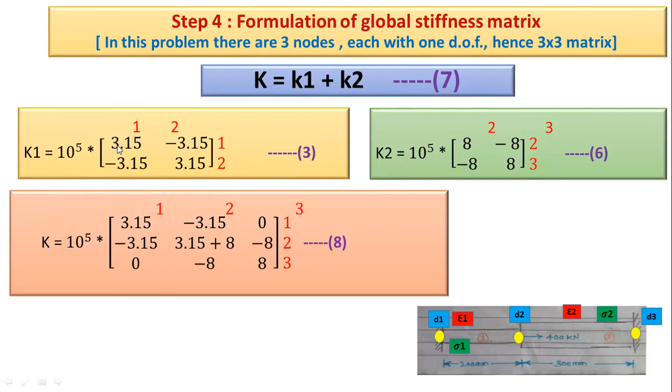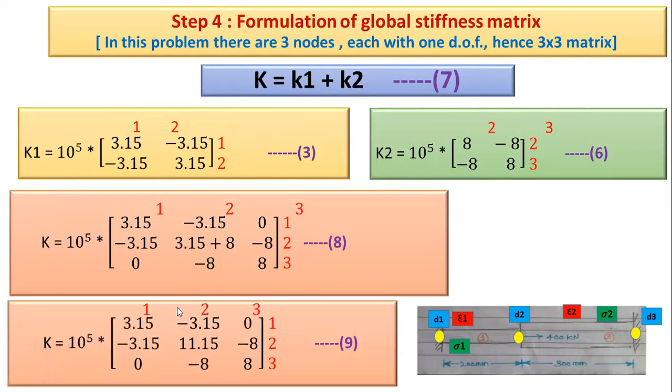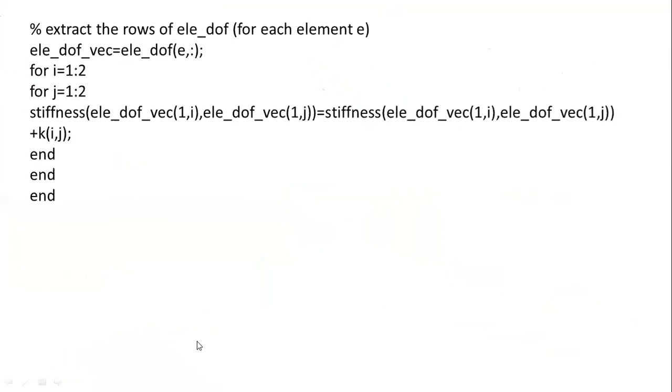So check in K1, it is 3.15. There is no 1 1 value in K2. Similarly, the 1 2 value is minus 3.15, put here, and there is no 1 2 value in K2. In the same fashion, we can prepare the global stiffness matrix. Then additional terms, after simplification, we will get this answer.